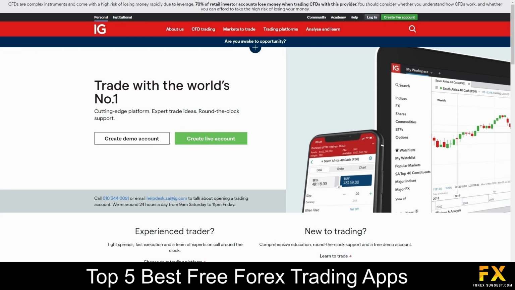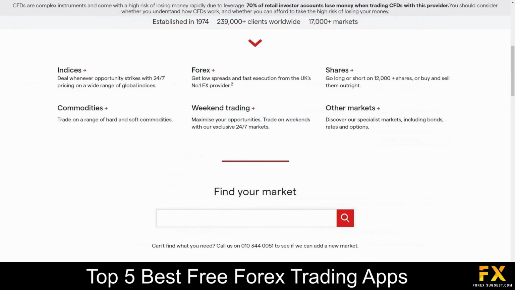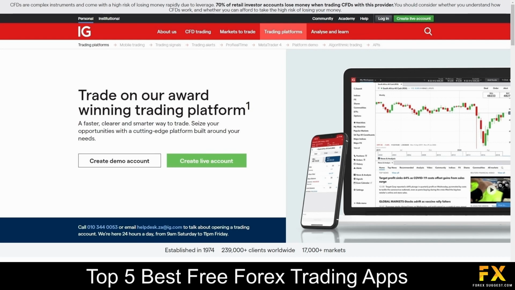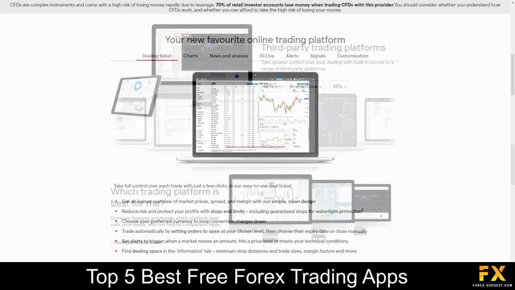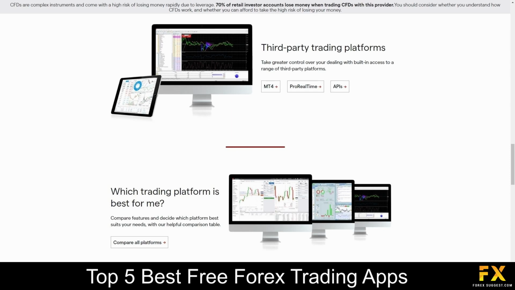specializing in trading through Forex, indices, shares, commodities, options, and bonds. Featured platforms are available on the IG trading platform and the MetaTrader 4 platform. Both are supported on Windows, iOS, and Android operating systems.